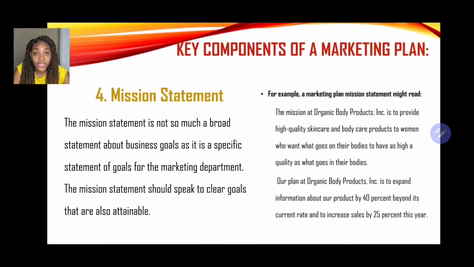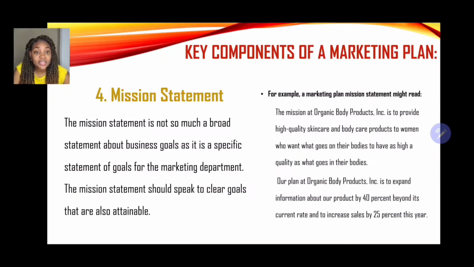And this is the fourth component. The mission statement is not so much a broad statement about business goals as it is a specific statement of goals for the marketing department. The mission statement should speak to clear goals that are also attainable, right? So the mission statement is not so much of a broad statement, guys, about the business goals. It is a specific statement for the goals of the marketing department, right? And as we said before, the mission statement should seek to clear goals that are attainable.